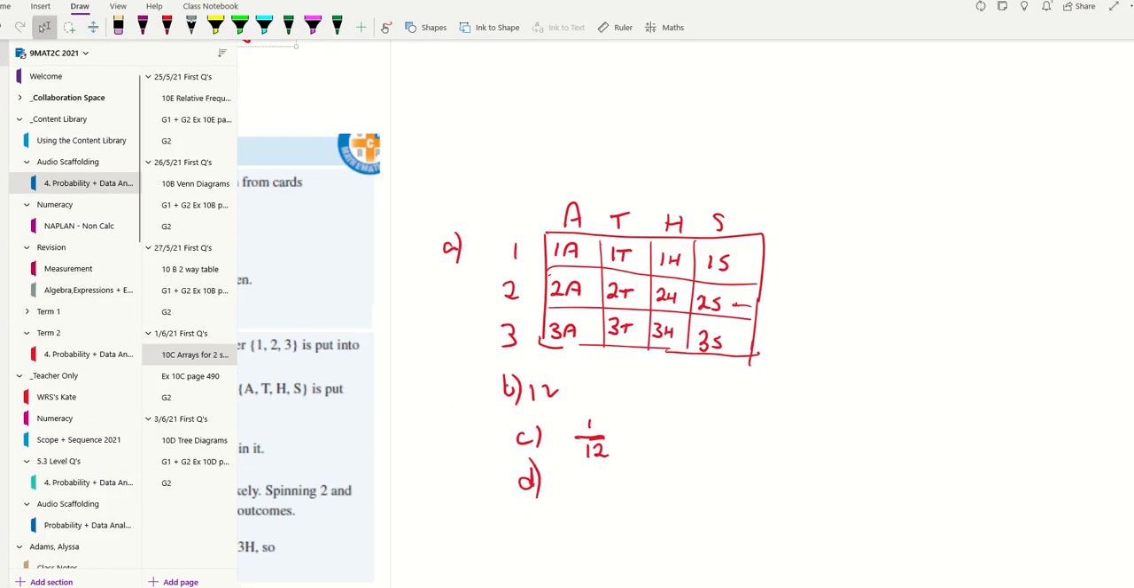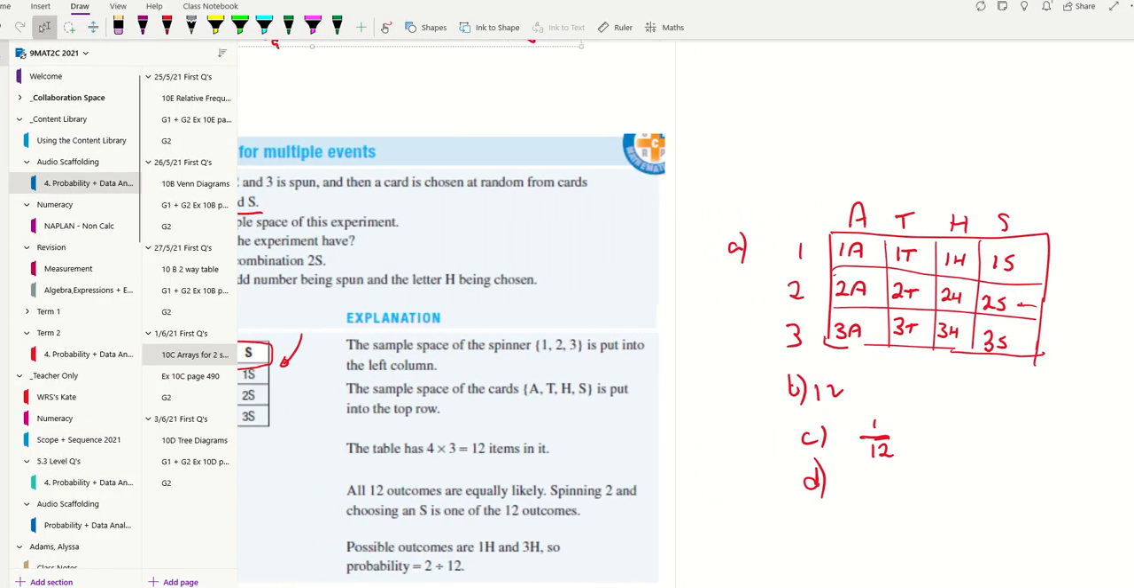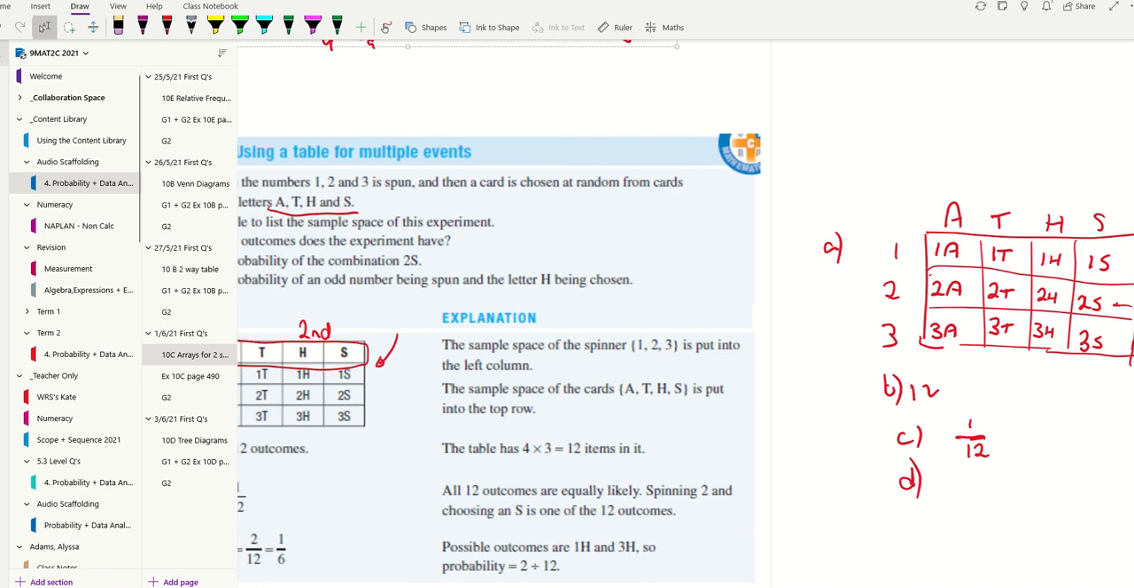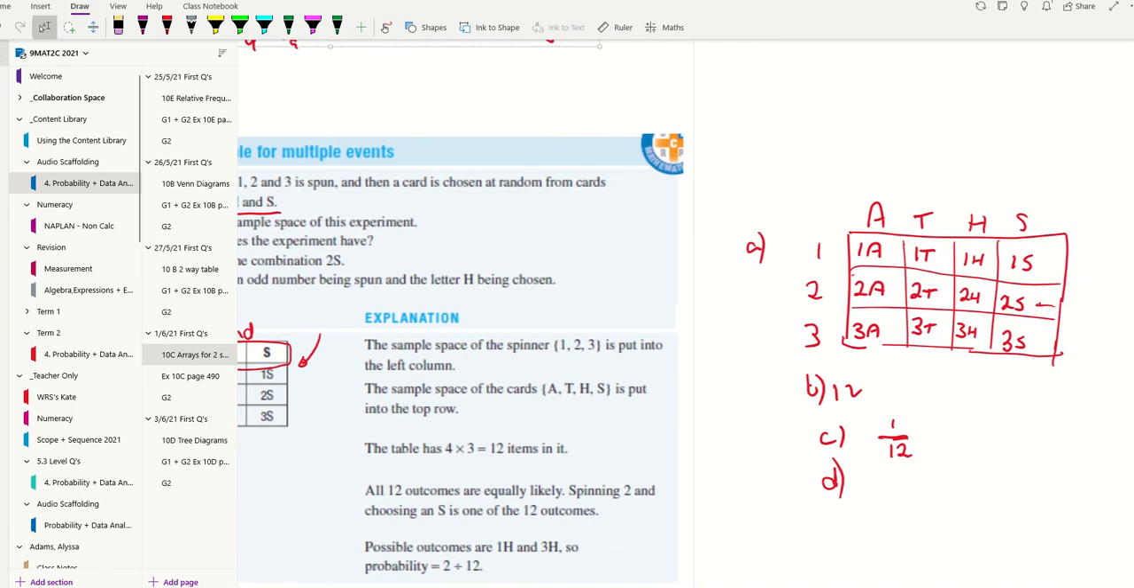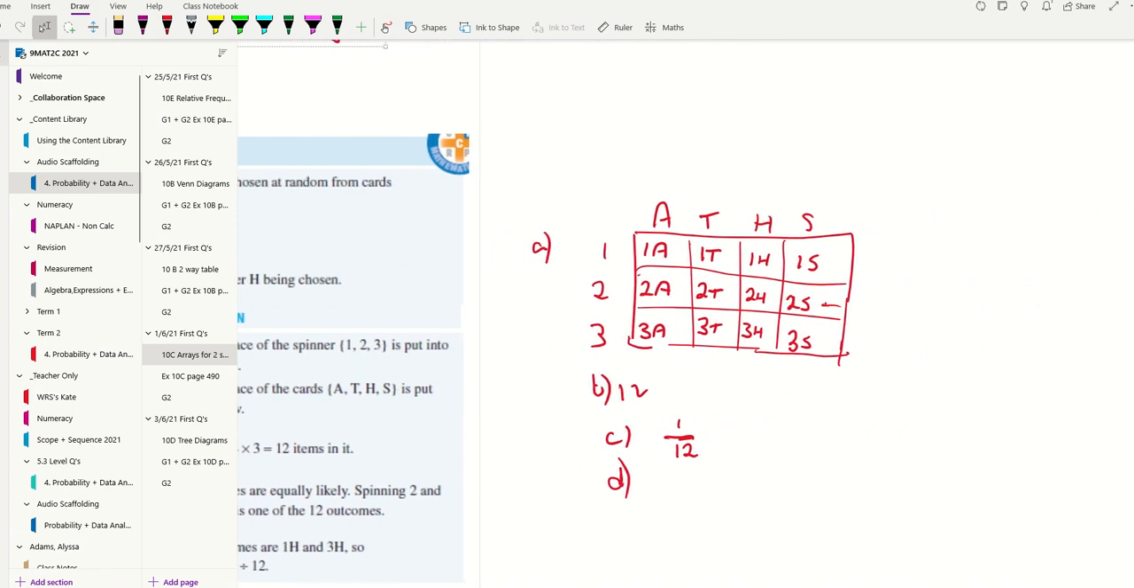Okay. So what I've got here is I am after an odd number and the letter H. So I can have 1H or 3H. 1H or 3H. That one is okay. This one is okay. 2 on 12 equals 1 on 6 is my probability.